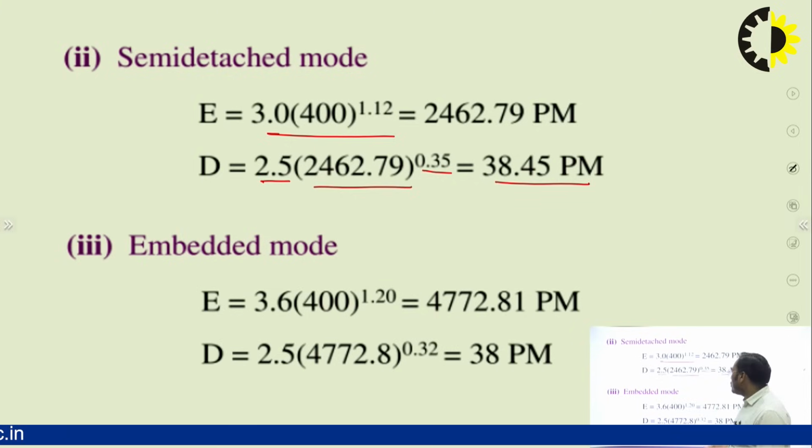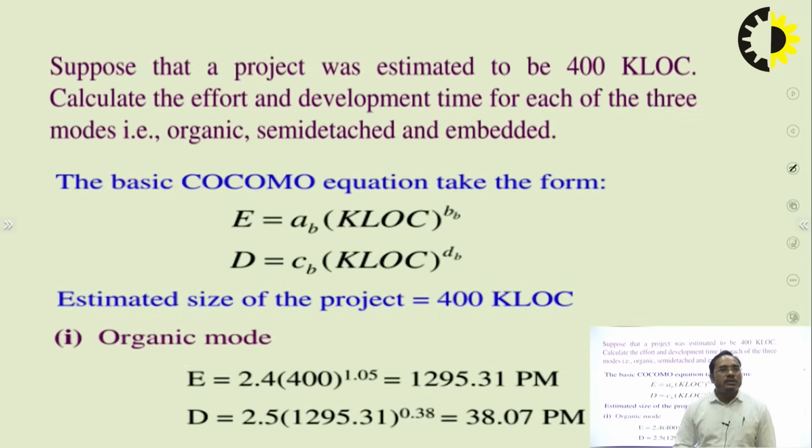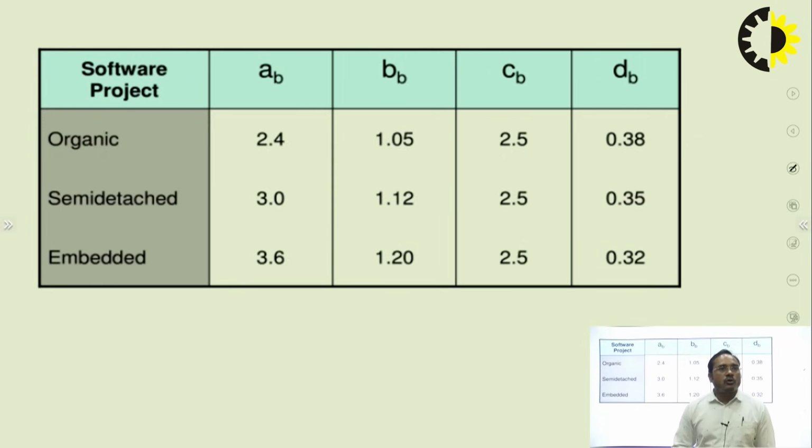Similarly, in the embedded model, we will put in the values of A subscript B and B subscript B, and you will calculate the value of E, and similarly you can calculate the value of D. So in both situations, you can calculate E and D using the different values of A subscript B, B subscript B, C subscript B and D subscript B from the given table.